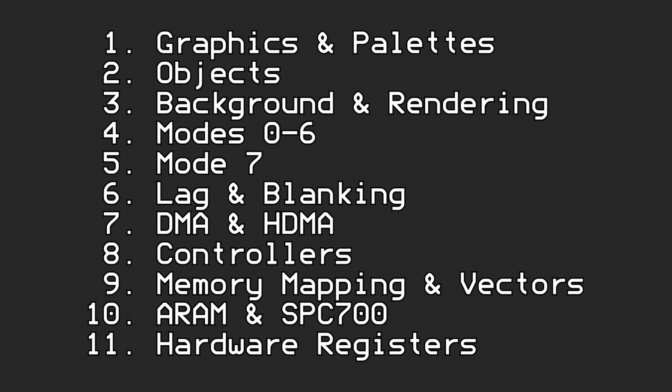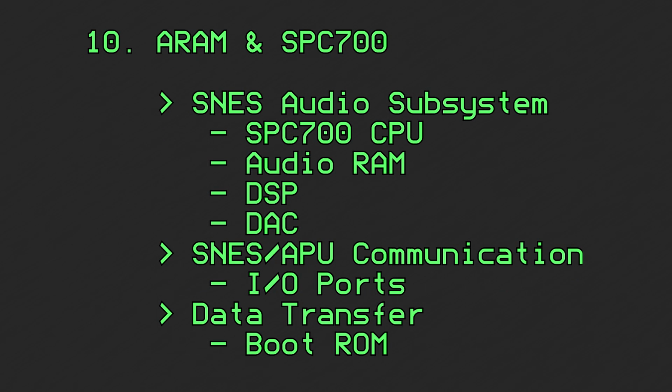This video is part 10 in a series about Super Nintendo Entertainment System features. Here we'll introduce the SNES's audio subsystem, including the SPC700 CPU, the audio digital signal processor, and audio RAM. This video will mainly focus on the connection between the SNES CPU and the SPC700 CPU and how they manage to communicate with each other.